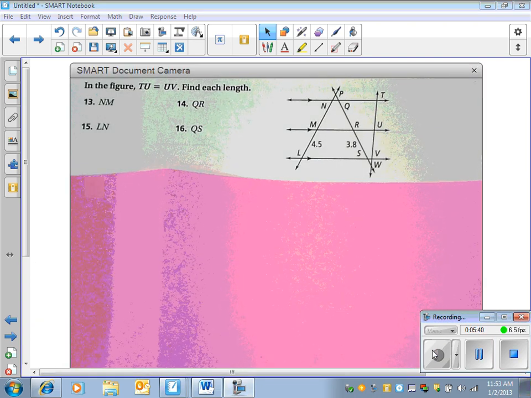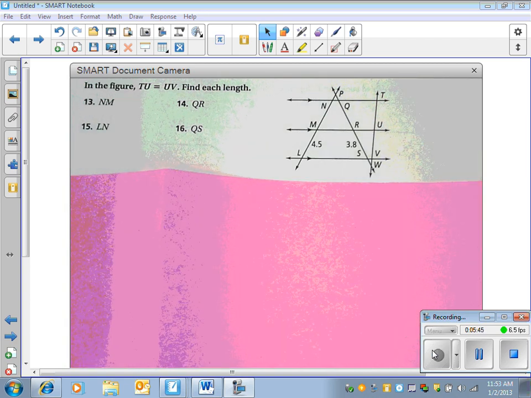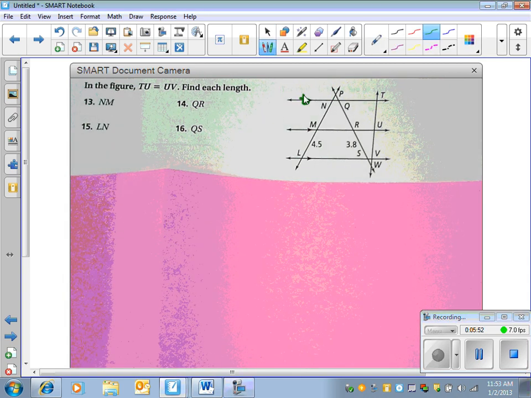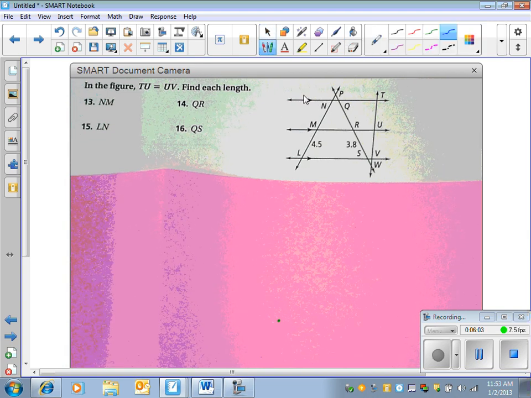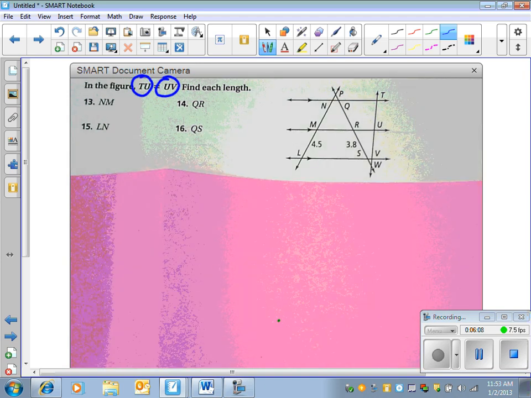Okay, here we go. As we can see here, we notice that we have some parallel lines. And how do we know they're parallel lines? Because we definitely notice the arrowheads right here. We see the arrowhead here, and an arrowhead here. So they're definitely parallel lines, okay? And they are sectioned off by transversals. So the direction says in the figure, TU is equal to UV. That's important because we have to start off with some congruent parts. Therefore, we know the parallel lines are evenly spread apart.